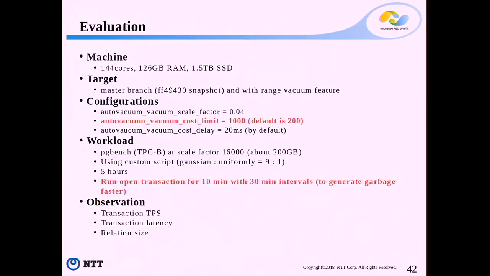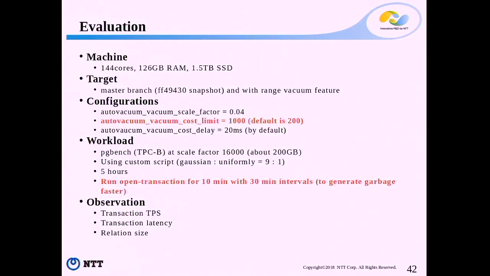In this evaluation, the range vacuum only vacuums the 30% of ranges having higher efficiency. This is the configuration of this evaluation. I use a 144 core machine, and the evaluation target is the Postgres master branch, so Postgres 11, and the master branch with changes of the range vacuum feature. I use almost default configurations except for the autovacuum cost limit parameter, so that I make autovacuum run faster.